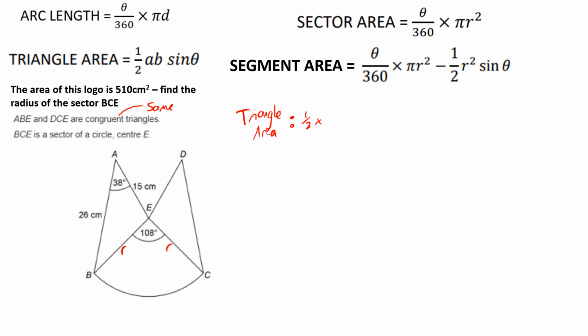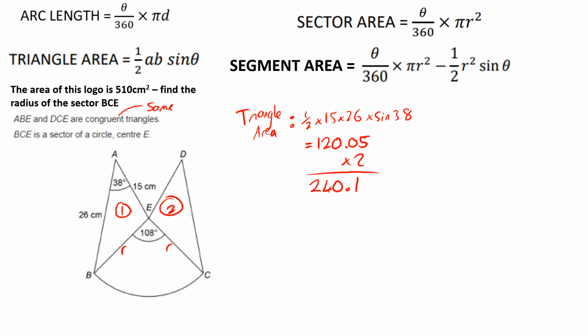So a half times 15 times 26, and then times sine 38, which gives us 120.05, but there are two triangles, so we need to times that by 2 and get that both triangles put together give us a total of 240.1 centimeters squared. So what can we do with that?